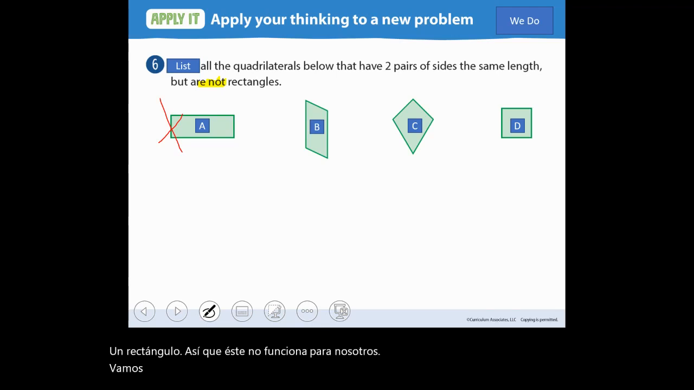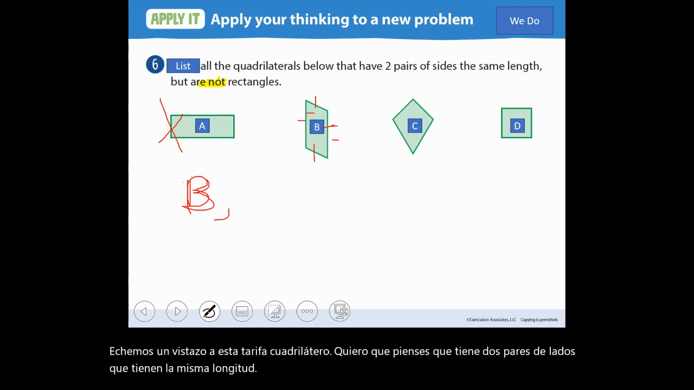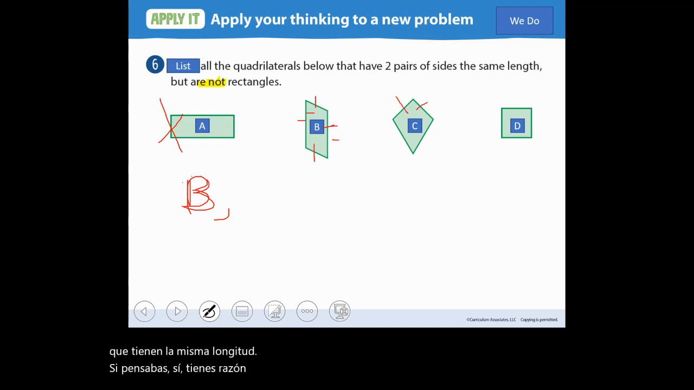Let's look at B. Does it have two pairs of sides the same length? This side and this side are the same length. This side and this side are the same length. Let's look at this quadrilateral C. I want you to think, does it have two pairs of sides that are the same length? If you thought, yes, it does, you are correct. These top two are the same length, and these bottom two are the same length. That is a shape called a kite, and that has two pairs that are the same length.